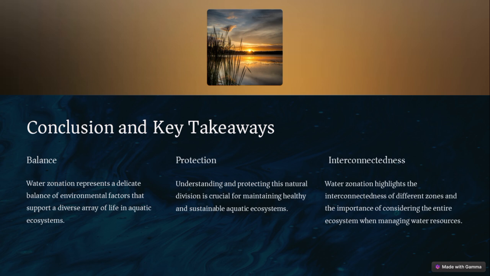Interconnectedness. Water zonation highlights the interconnectedness of different zones and the importance of considering the entire ecosystem when managing the water resources.